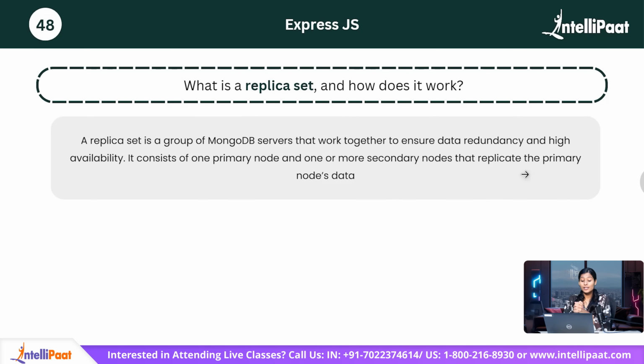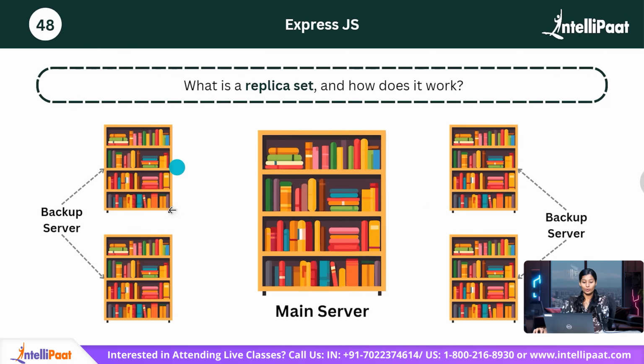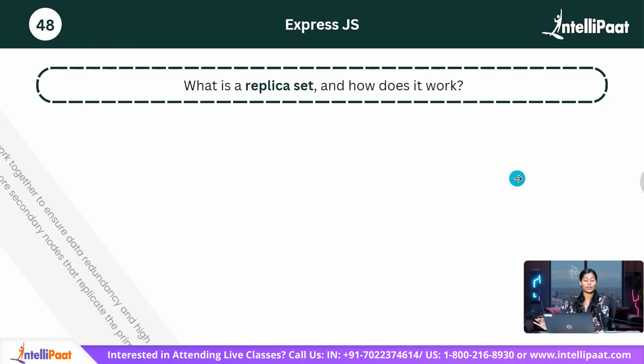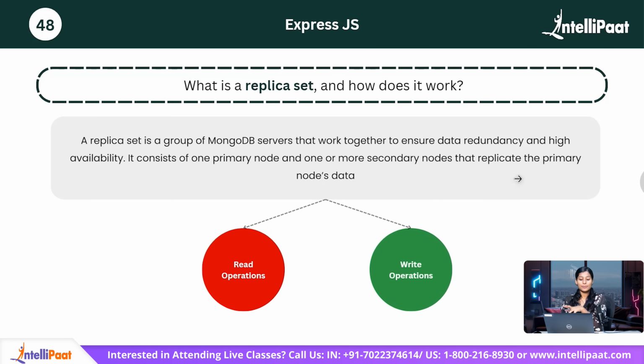A replica set is a group of MongoDB servers that work together to ensure data redundancy and high availability. It consists of one primary node and one or more secondary nodes. In our case, this is the primary node and these are the secondary nodes which are there as a backup, that replicate the primary node's data so that the data in the primary server is safe and secure, and also if something were to happen, the data will be secured. Now, there are two types of replica sets.